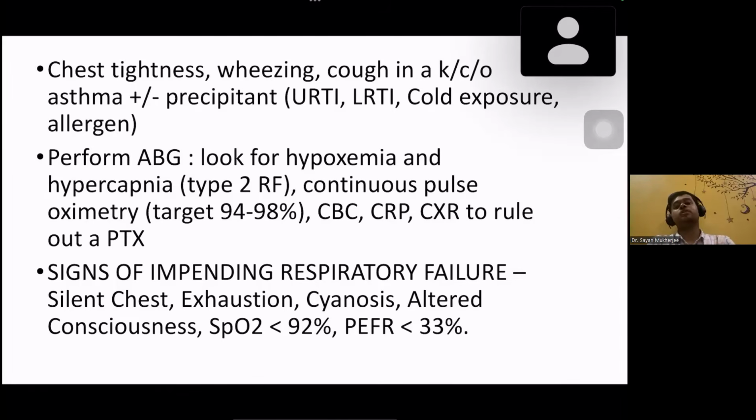You suspect that he's going into respiratory failure because his body is no longer able to cope with the work of breathing that is required to sustain respiration. So he's going into respiratory failure. So you put on a pulse oximeter. I will check whether his SpO2 is less than 92 or not. You can give him a handheld peak expiratory flow rate meter and check if it's less than 33% of predicted or not.